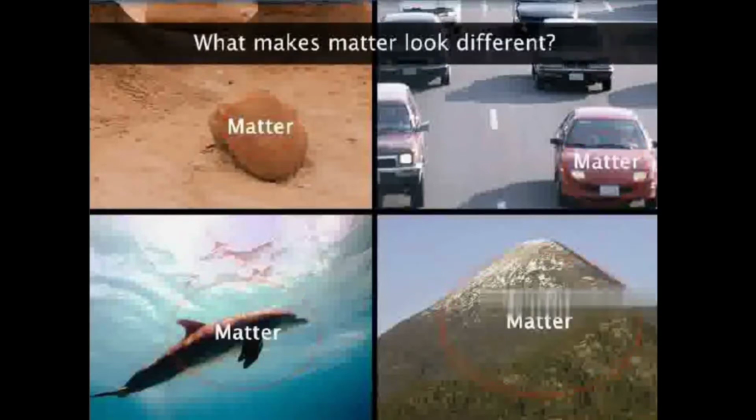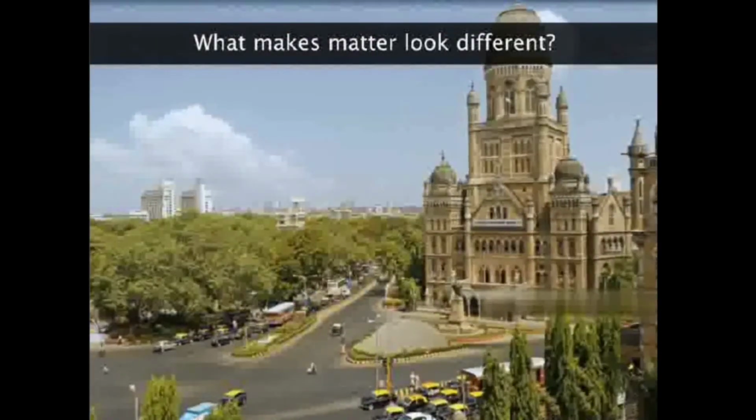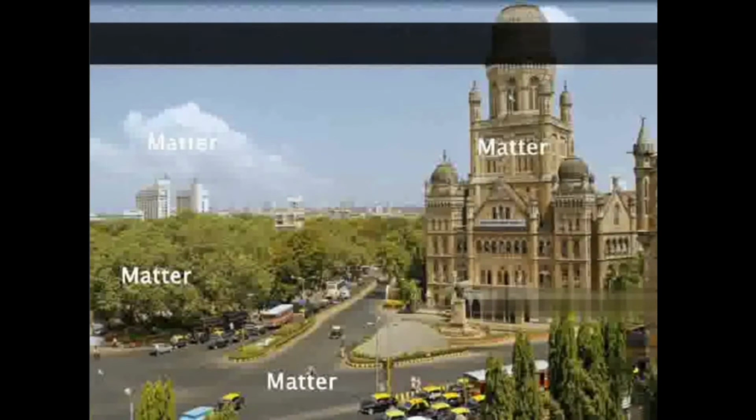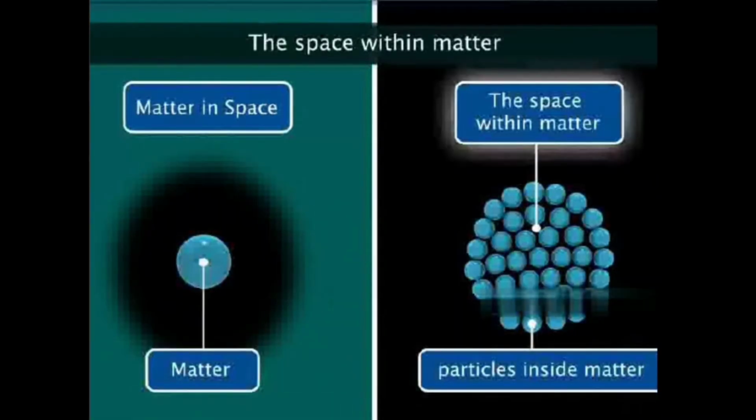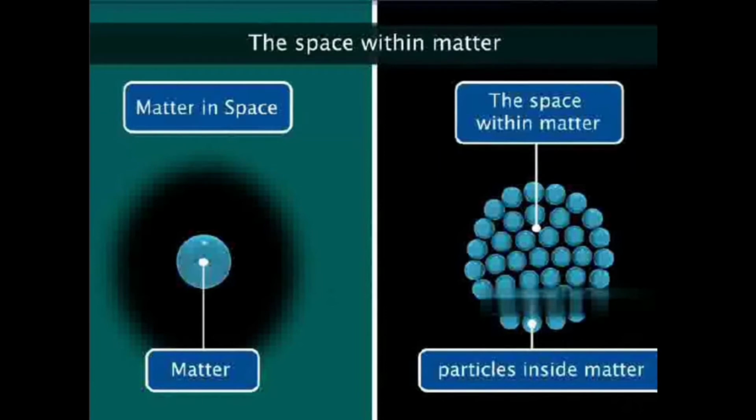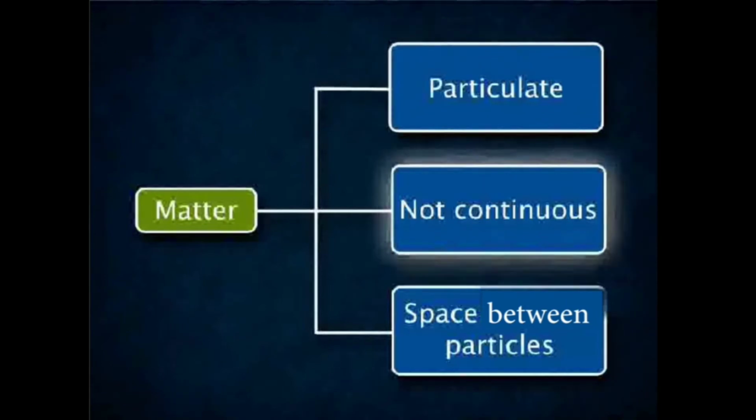Does all matter behave in the same way? What distinguishes different types of matter? It is the space between the particles of matter. Matter is particulate. It is not continuous. There is space between the particles.